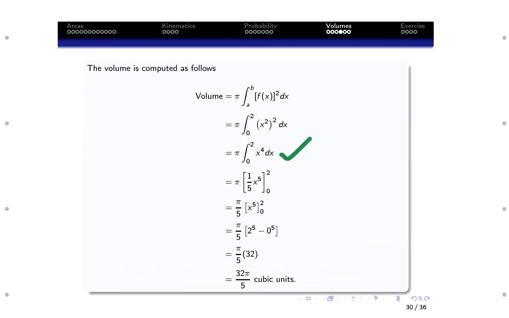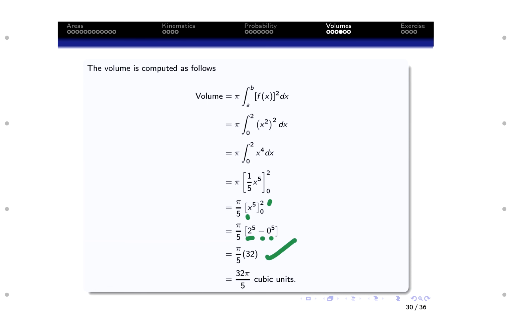So if you integrate x raised to power 4, you have x raised to power 5 over 5, which is 1 over 5 times x raised to power 5, to be evaluated from 0 to 2. To make your burden easy, take the 1 over 5 out. Pi times 1 over 5 is pi over 5. And then you have x raised to power 5 evaluated from 0 to 2. So put 2 for x, you have 2 raised to power 5, minus, put 0 for x, you have 0 raised to power 5. And 2 raised to power 5 is 32, minus 0, you have 32. So you have pi over 5 times 32, and that ends up being 32 over 5 pi cubic units.